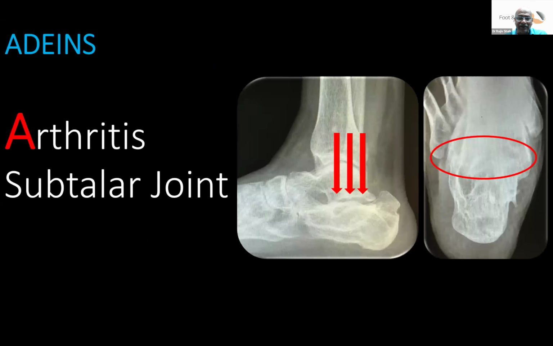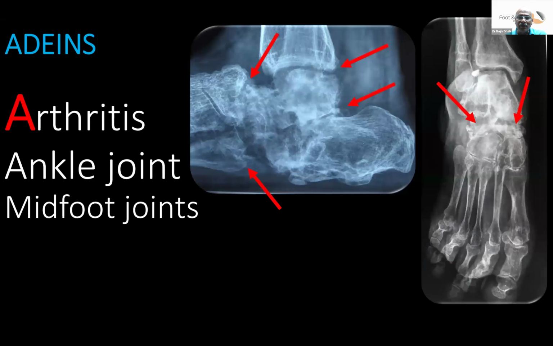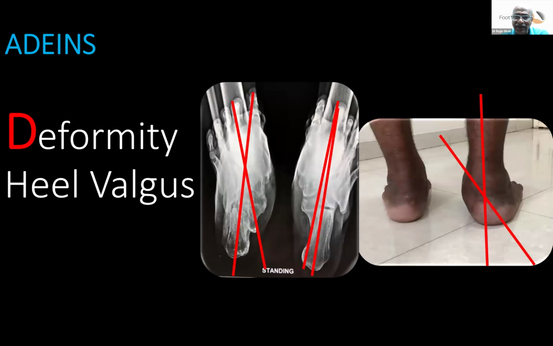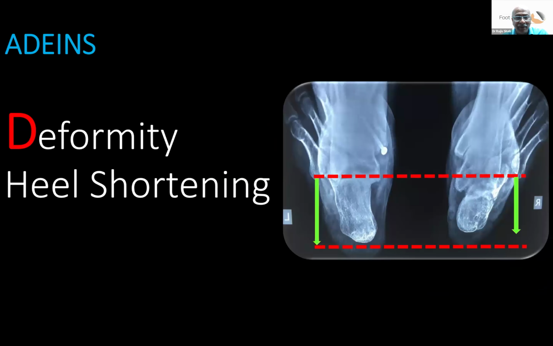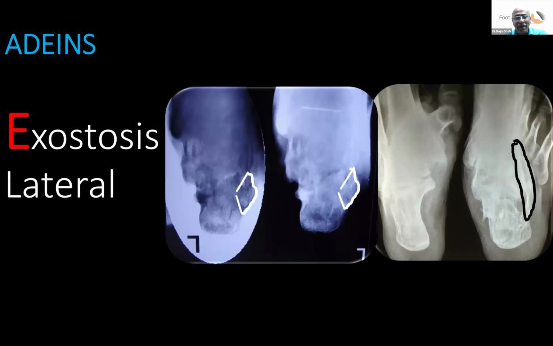So if you see, arthritis could be arthritis of subtalar joint. It could also be arthritis of calcaneocuboid joint, and you could also have, in very, very late presenting cases, arthritis of the ankle, transverse tarsal, or a midfoot joint. The deformity mainly is in the form of heel varus. There could also be cases where you have heel valgus, like I have shown in this case. The heel shortening is another deformity you see, and the dorsiflexion of the talus into the ankle mortise is one more very common deformity.